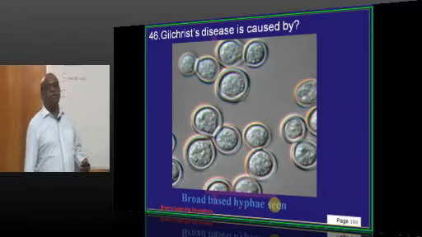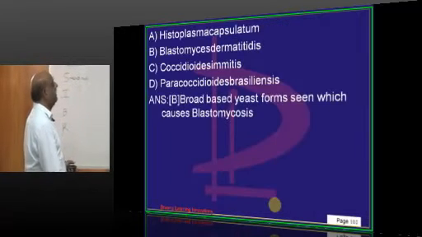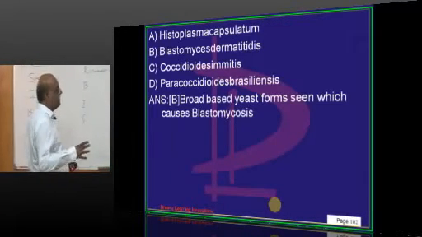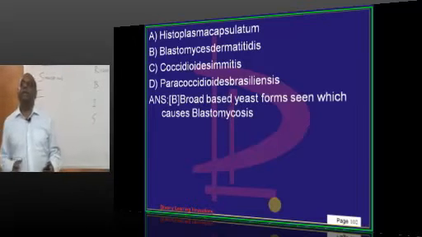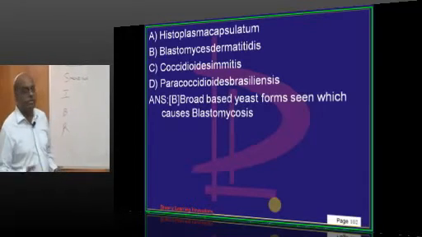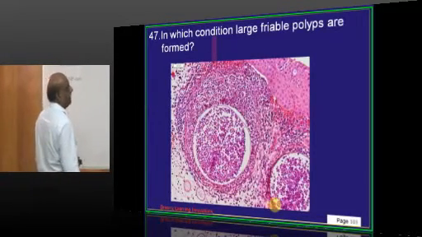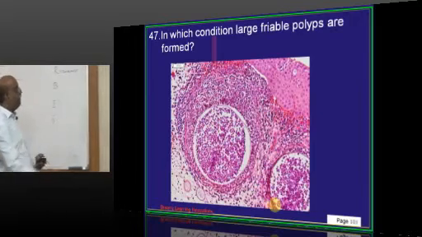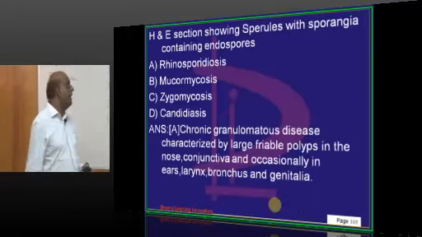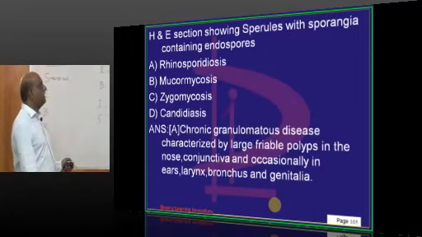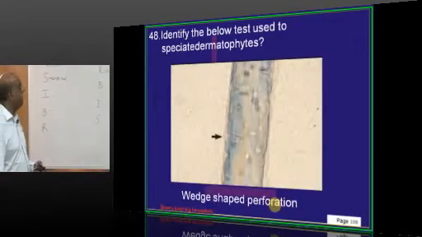Now what is Gilchrist disease caused by? It is caused by the broad-based yeasts which are formed by the Blastomyces. Then large friable polyps, as what you can see here, are the typical feature which you see with rhinosporidiasis.